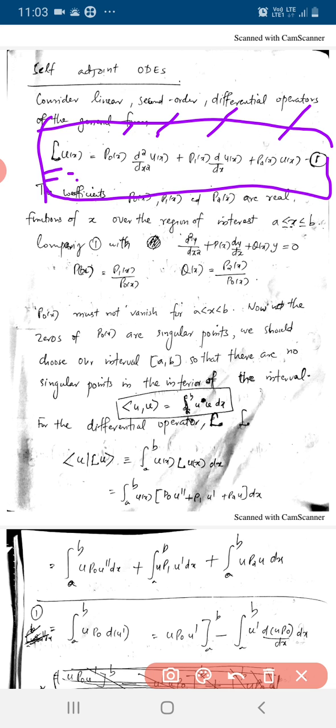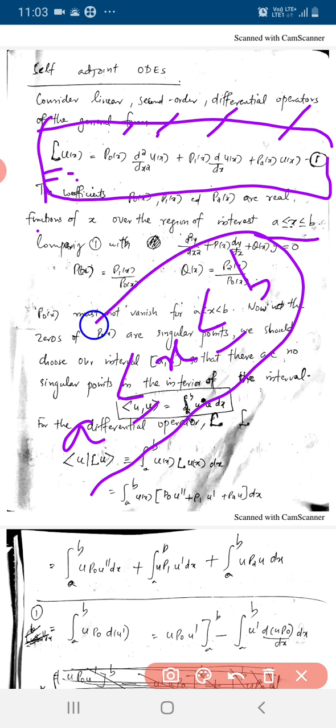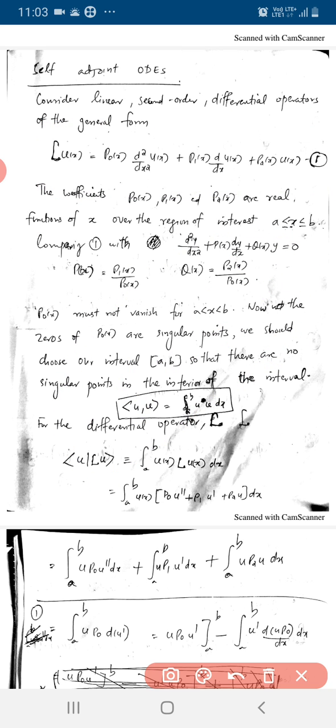Here P0 of x, P1 of x, P2 of x are all coefficients which are real and functions of x over the region of interest. Our interval is a less than or equal to x less than or equal to b. So in that interval, we define this linear second order differential operator, and actually it is of the form that we studied: d square y by dx square plus p of x dy by dx plus q of x y equal to 0.